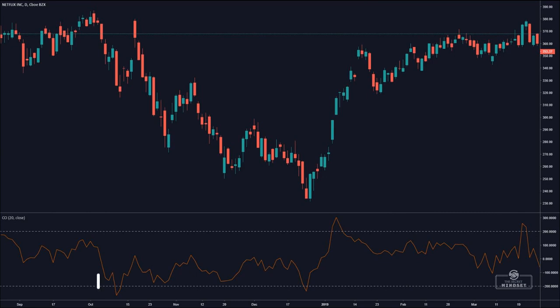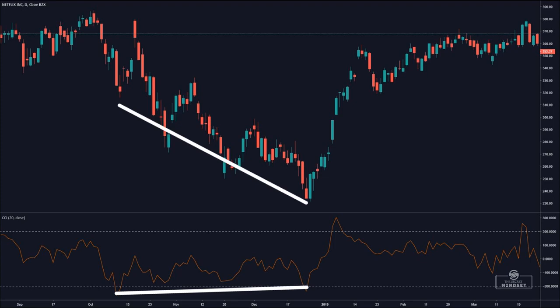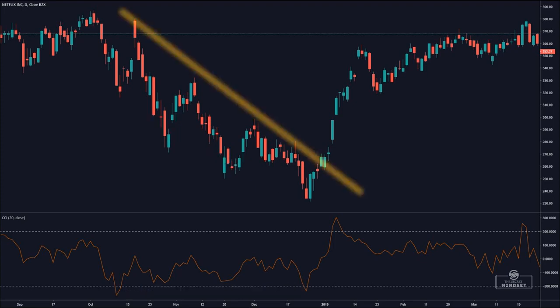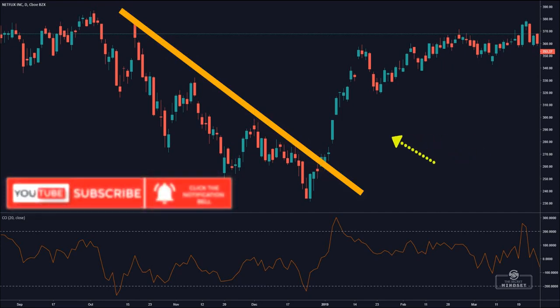First, the CCI reaching oversold condition twice. Then we see the regular divergence. After that, we simply wait for a trendline breakout. After the price consolidated above the trend line, we can safely enter long on the market.